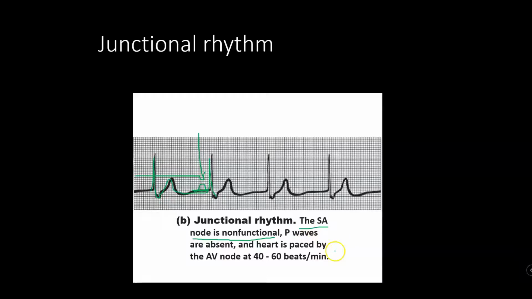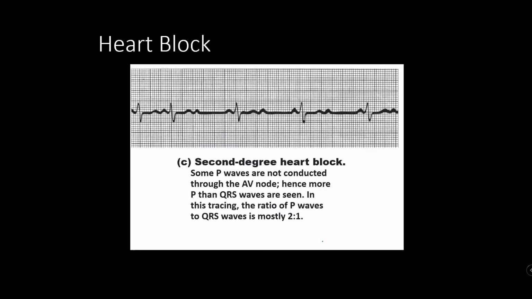Since the SA node is what normally sets the heart rate and it's faster than everything else, that means the person's heart rate is going to be slower because now the AV node is in control. So this person is also going to usually exhibit what's known as bradycardia, which is a slower heart rate than normal. So we're missing a P wave and we have a slower heart rate.